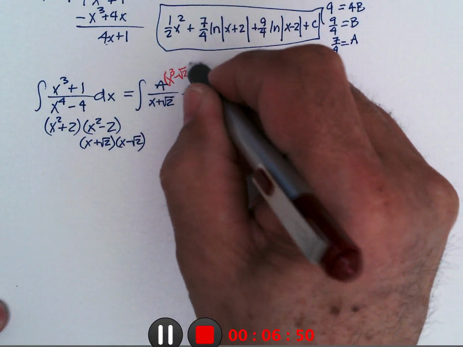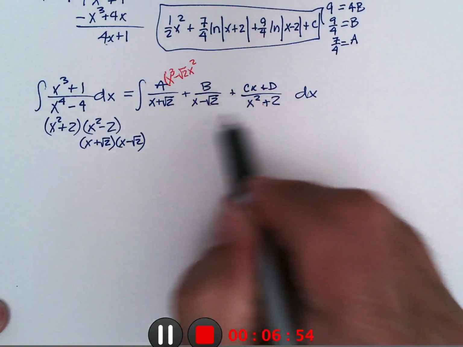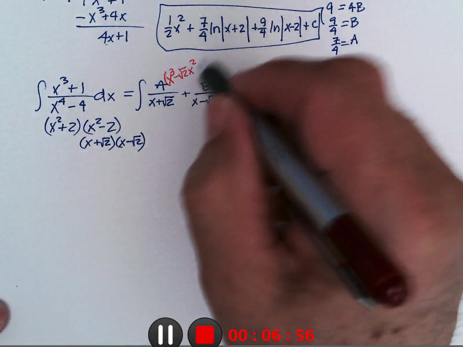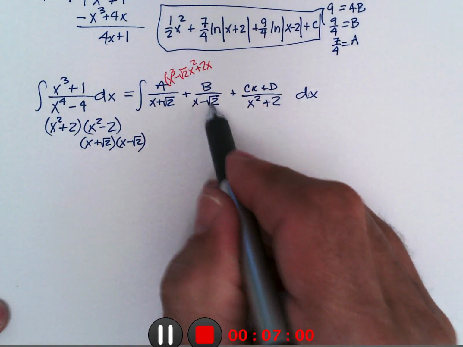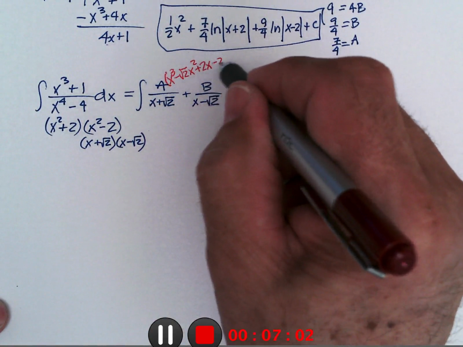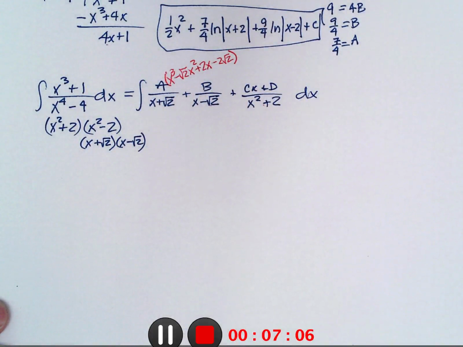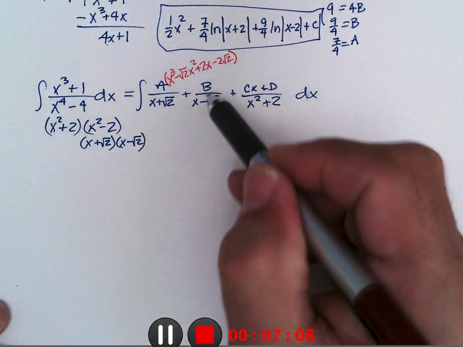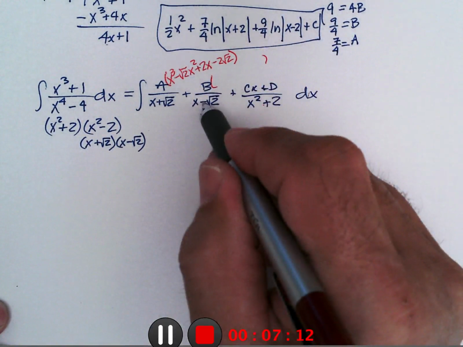We're going to get plus 2x. And we're going to get minus 2 square root 2. That's what A would have to be multiplied by. B's common denominator would be, we'd have to have this and this one.